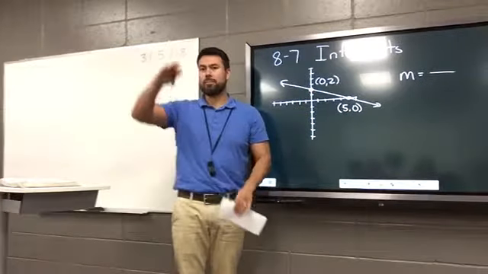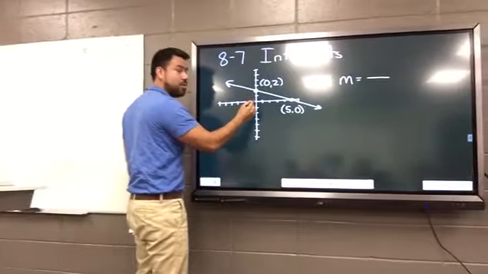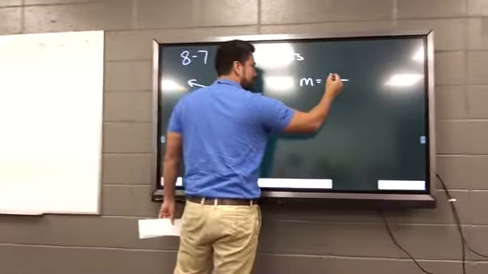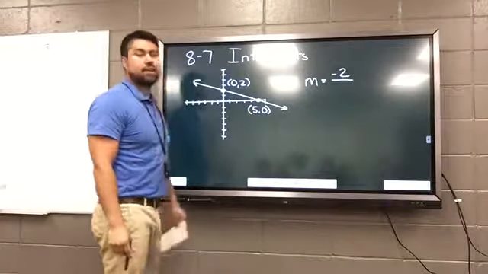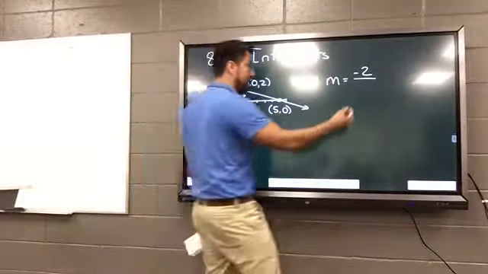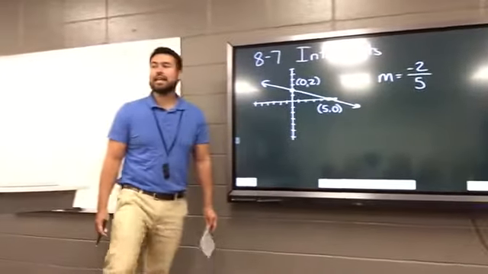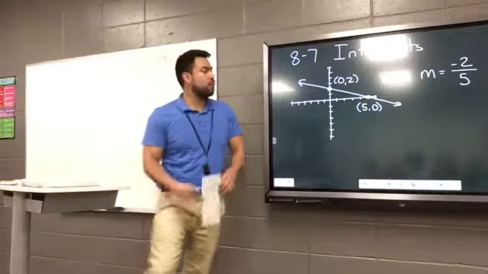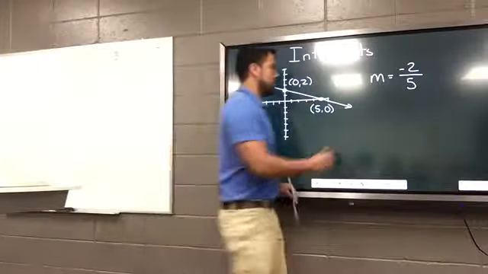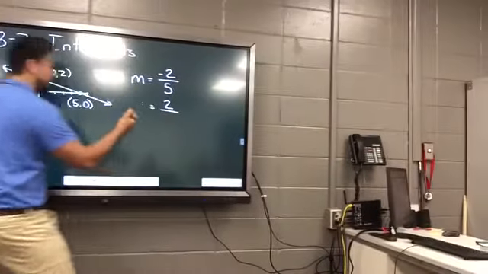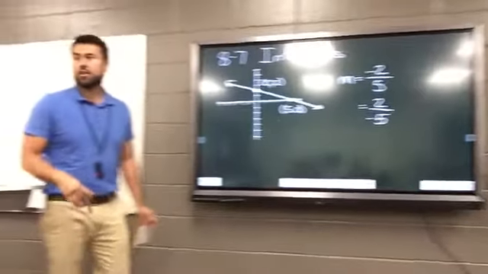What did I do to go up or down? I went down 2. So what's that? Negative 2. And then I go to the right, how many? 5, which is a positive 5. And what's my slope of this line? Negative 2/5, right? How many of you went from this point to this point? So you went up 2, and then you went to the left 5, and we know that these two are the same value. You guys good on that?